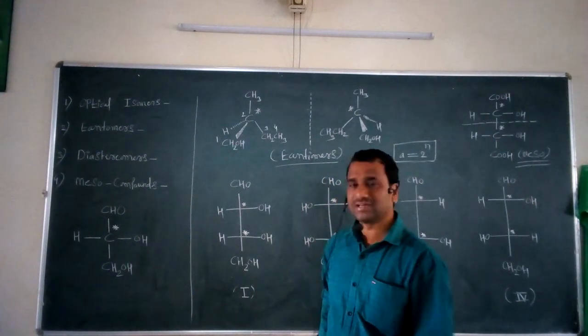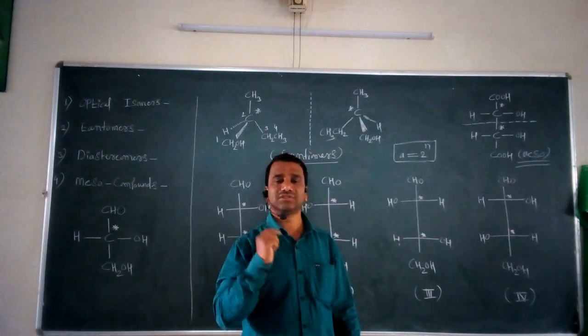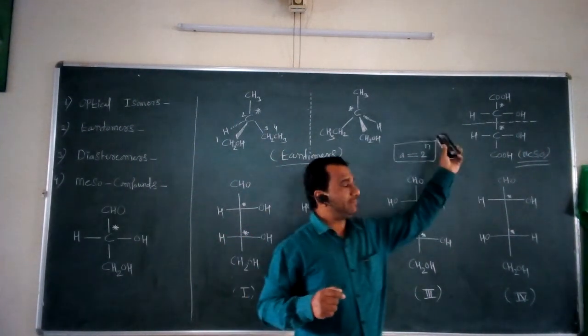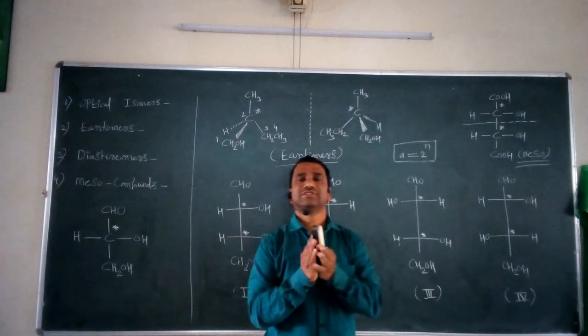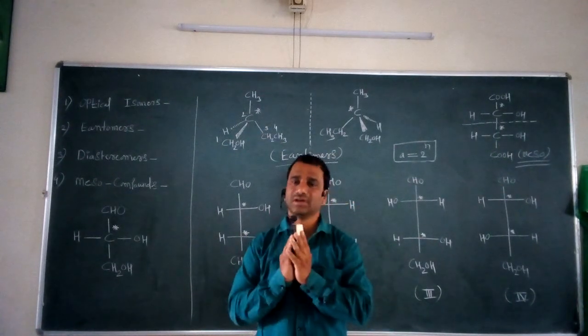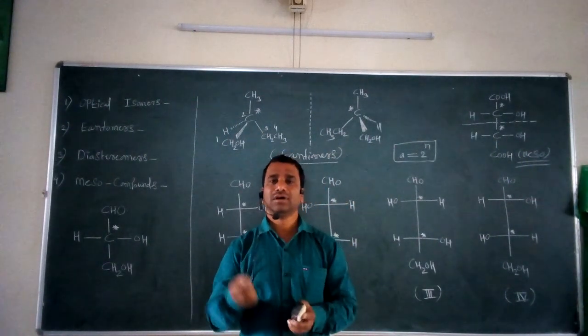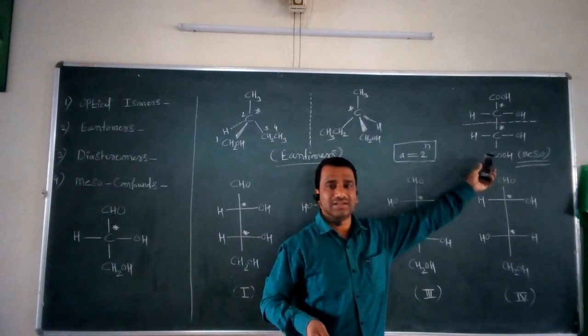And the third important concept is the mesocompound. Mesocompounds are those compounds which have a plane of symmetry and a superimposable mirror image, and that's why these compounds are called optically inactive compounds, even though they have chiral centers present. And the best example is mesotartaric acid.